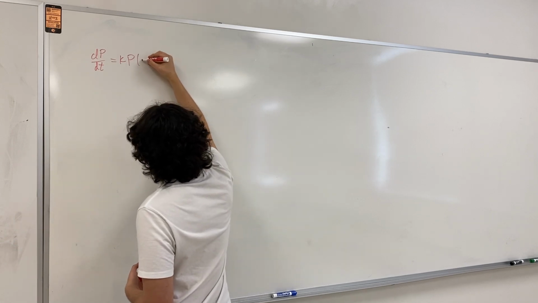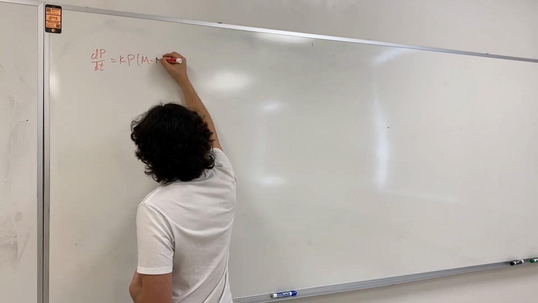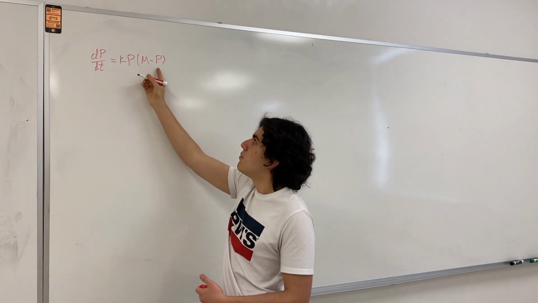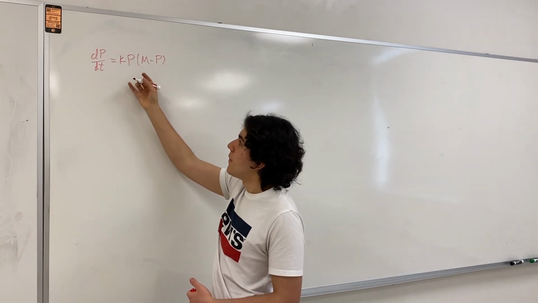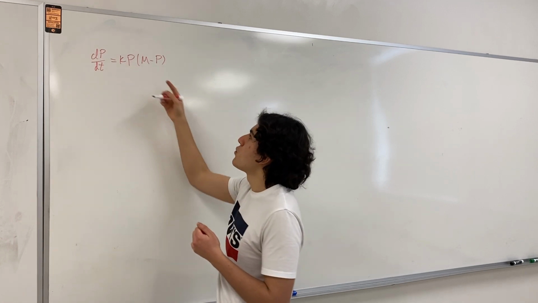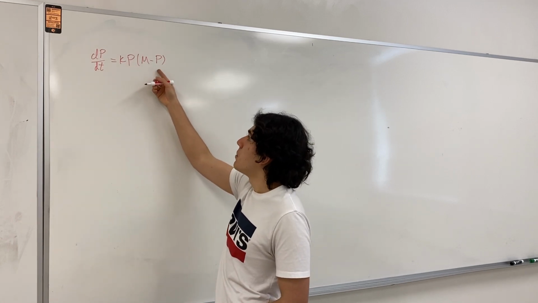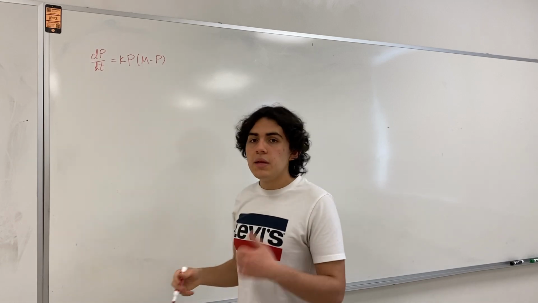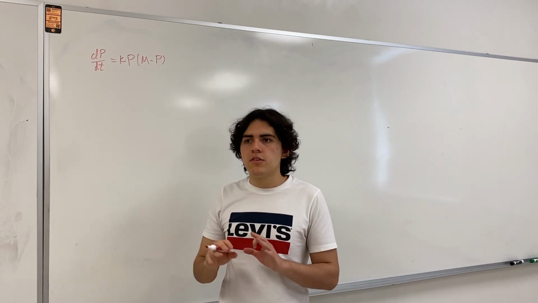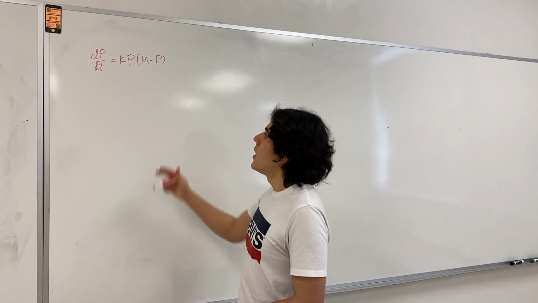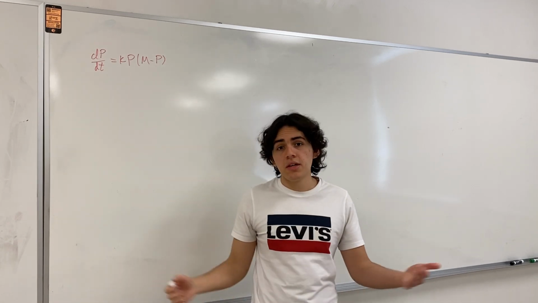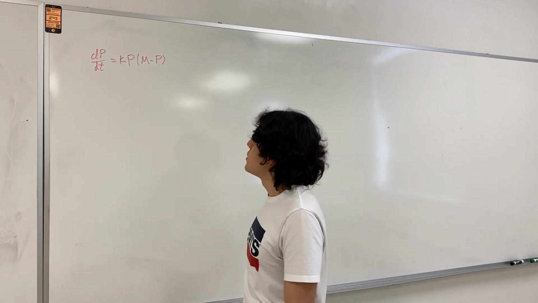We can say that M, the maximum, minus P, times this amount. Now notice that if P is equal to the maximum, the derivative of P with respect to time is zero. Meaning when P reaches M, dP/dt will be zero, so P, the size of the population, will stop changing. Now, it would be really awesome if we could solve this differential equation, and of course we can. So let's do it.